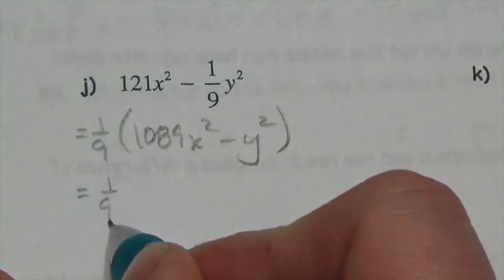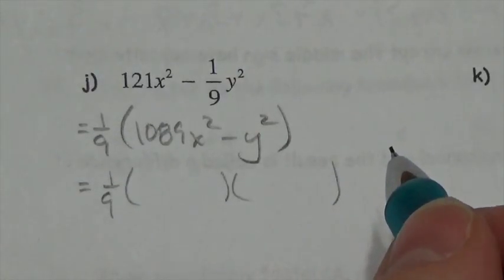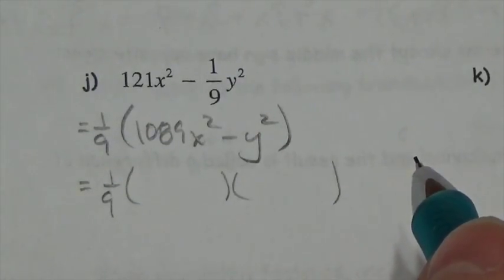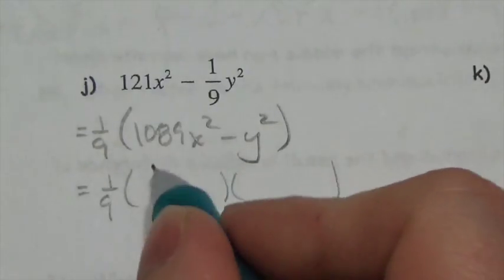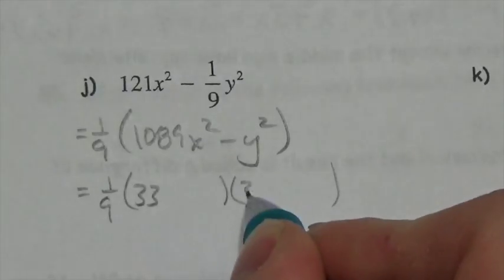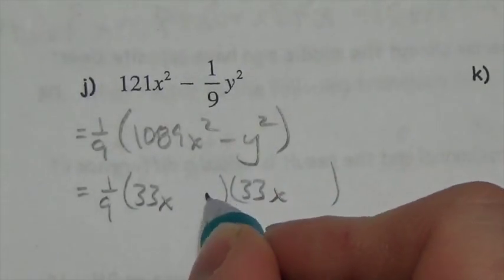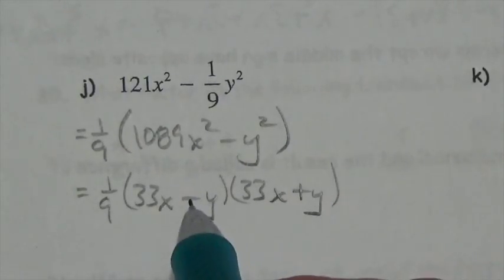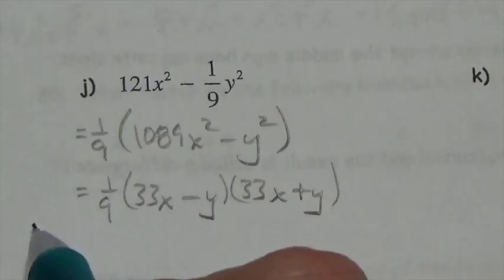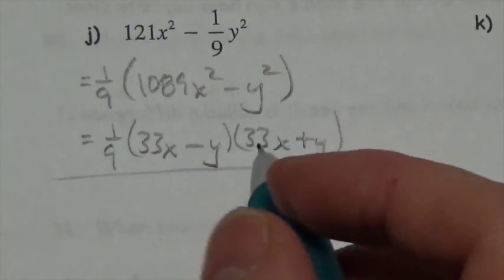Now, this is a difference of squares. It's not obviously a difference of squares, I'll give you that. That's not really all that clear, but the truth is it is. The square root of 1089 is going to be 33. The square root of x squared is just x, and the square root of y squared is just y. And I make these conjugates by putting the subtraction and the addition here. Now, that is one way of doing it, and actually, that's not a bad way to do it at all. That's a pretty good way.